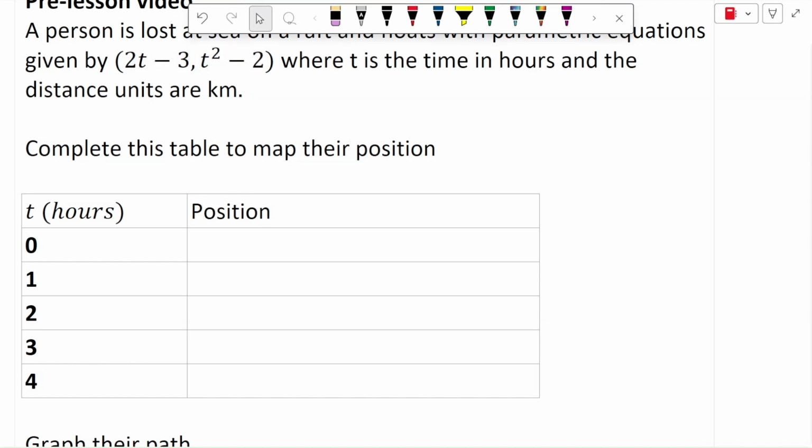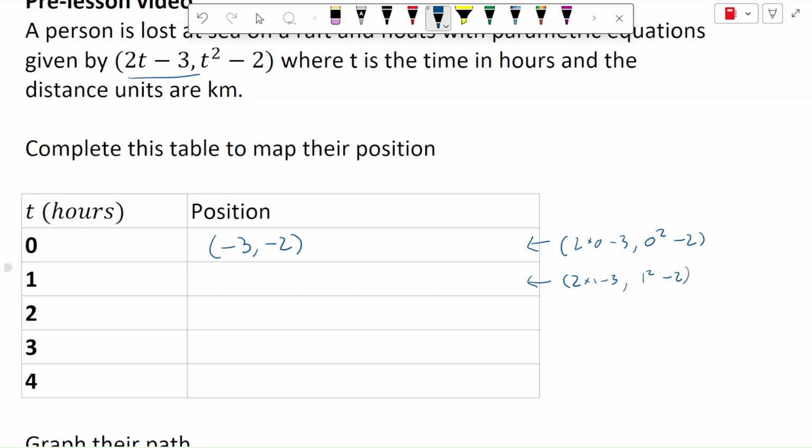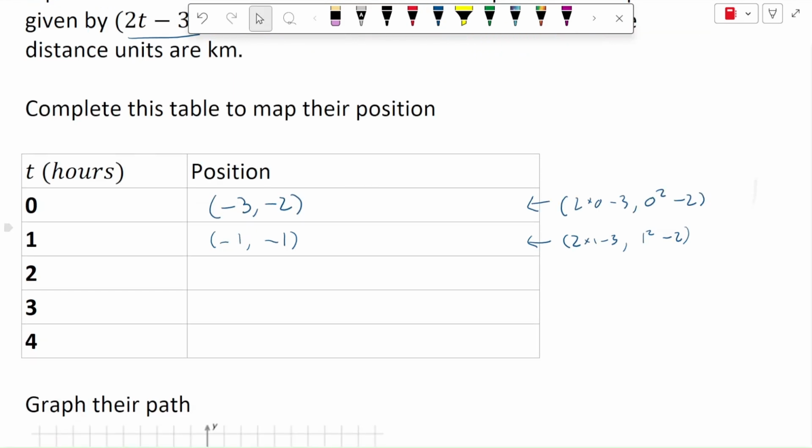So, at time equals 0 hours, what you'd want to do is plug t equals 0 into this. So, you'd get 2 lots of 0 take 3 and 0 squared take 2. If you simplify that down, you get minus 3 and minus 2 for the position. Next one here, you're going to get 2 times 1 take 3 and 1 squared take 2. So if we figure out what that is, that's going to be minus 1 for the x position there. And for the y position, it's 1 squared take 2, so that's also minus 1.